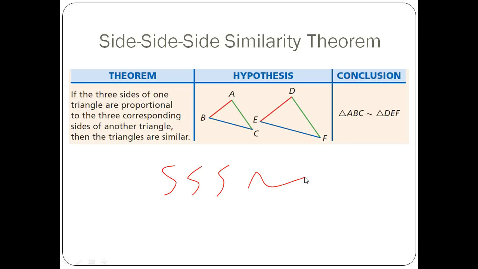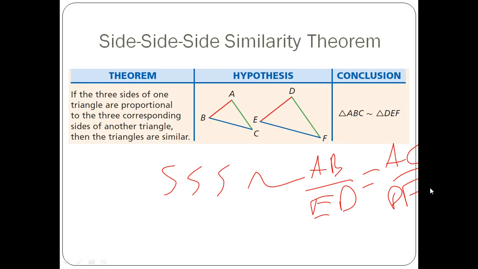If I get all proportional sides, being that all my little ratios are the same, so in my case, I got AB over ED. That should be the same thing as AC over DF, and so on and so forth. I'm just going to match up all my sides, end up with proportional relationships, and I'll get triangles that are similar. I don't have to worry about the angles if I know all of the sides. So either I know all the angles or all of the sides, and I'm going to be good to go.